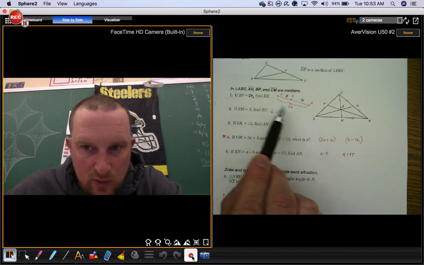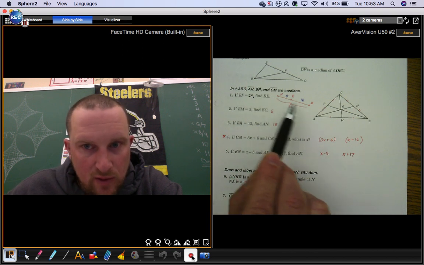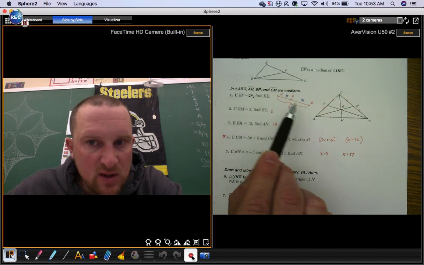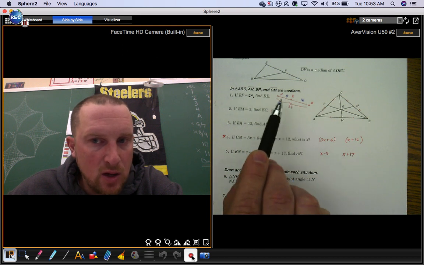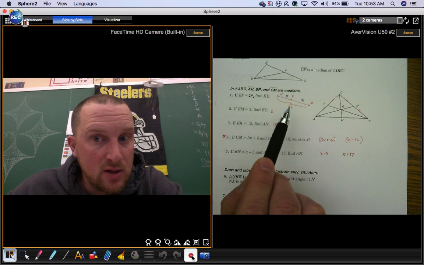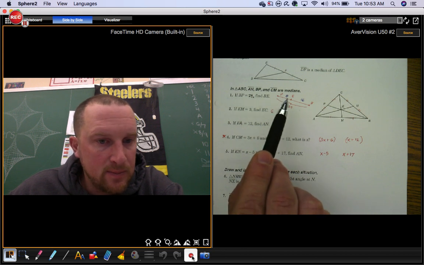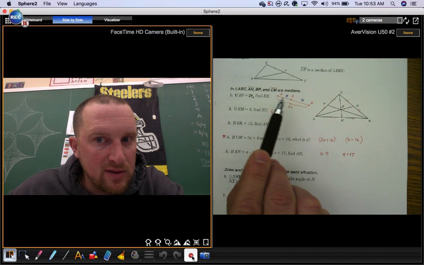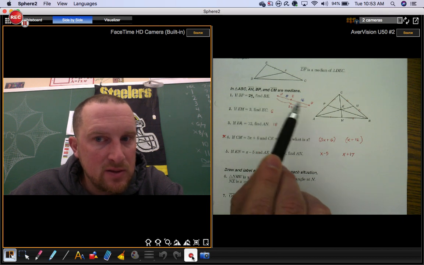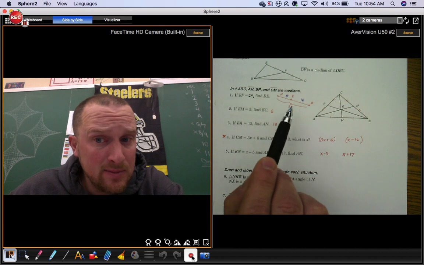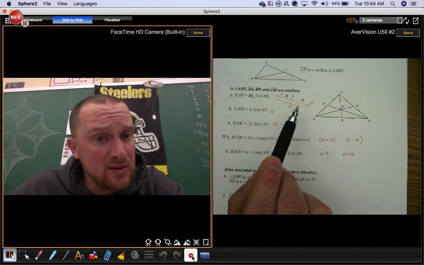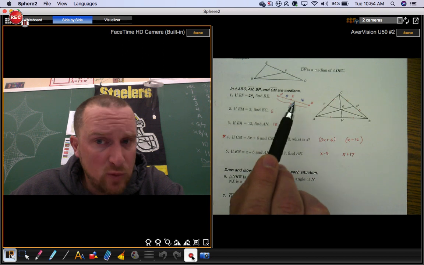So what I did was I redrew it. So the whole thing's 24. If you know this whole thing, then you know both of these pieces. Here's how you know. If the whole thing is 24, this piece is a third of that. So 24 divided by 3 is 8. Now you also know that this little piece is half of this piece. So 8 times 2 is 16. 8 plus 16 is 24. So that makes sense.